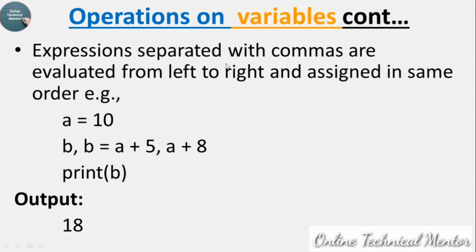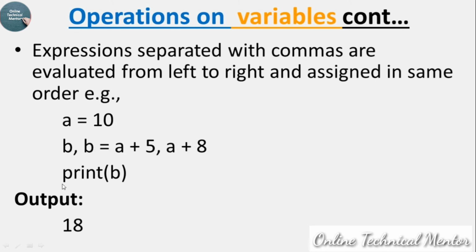Now, expressions separated with commas are evaluated from left to right and assigned in the same order. Look at the example below. Suppose a = 10 and you want to do the following operation: b, b = a + 5, a + 8. That means the first b will be assigned a + 5, that means 10 plus 5, 15. So b will be assigned 15. And the rightmost b will be assigned a + 8. a is 10, so a + 8 means 18. 18 will be assigned to the rightmost b.